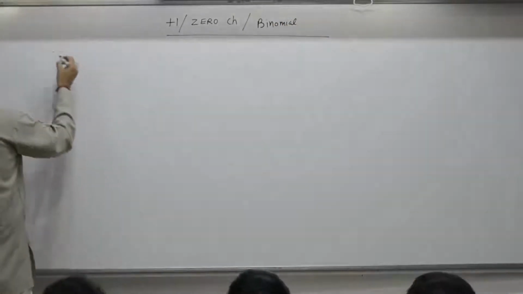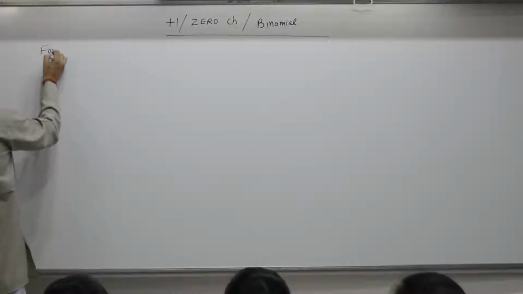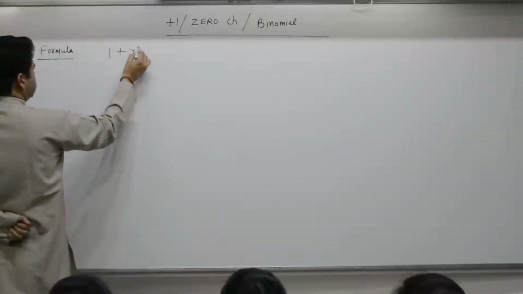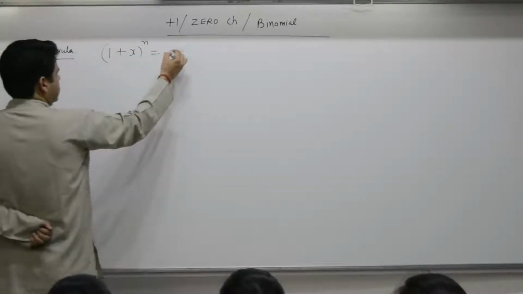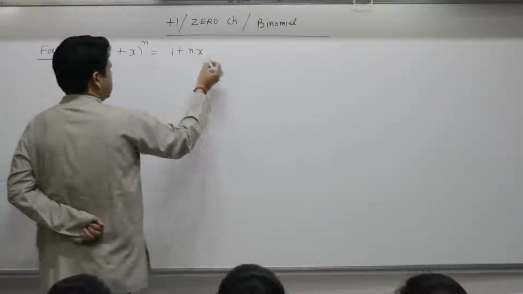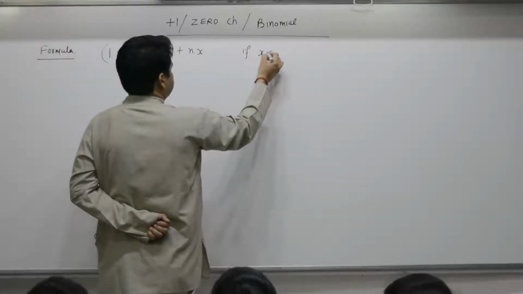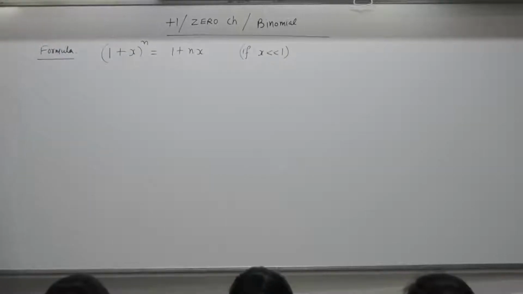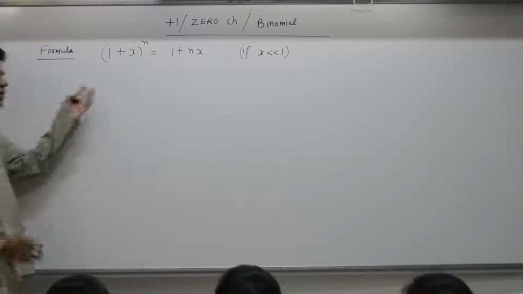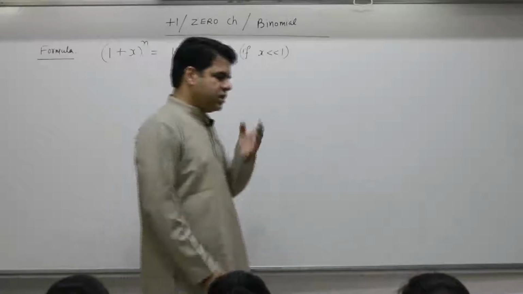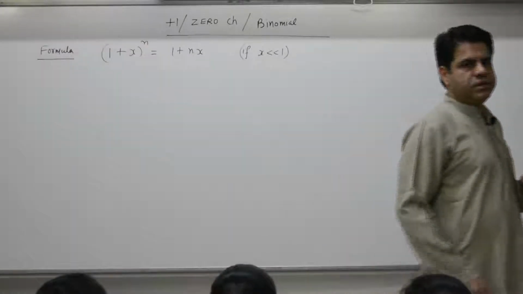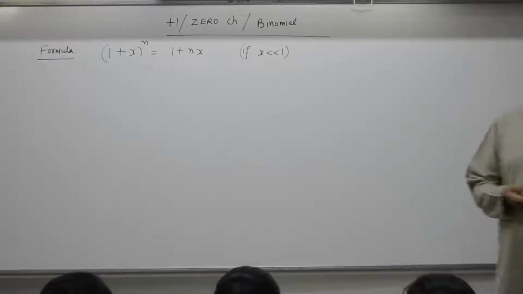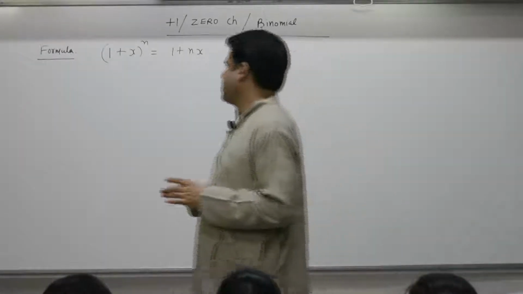For our syllabus, the formula is 1 plus x power n is equal to 1 plus nx if x is very, very small in comparison to 1. So you have not heard of this. Even mathematics students will take up a chapter on permutation combination. Anyone started any class? Not so far. That means same for all cases.